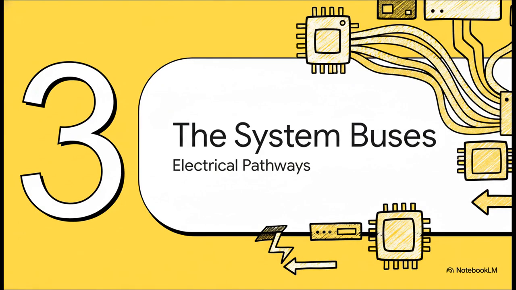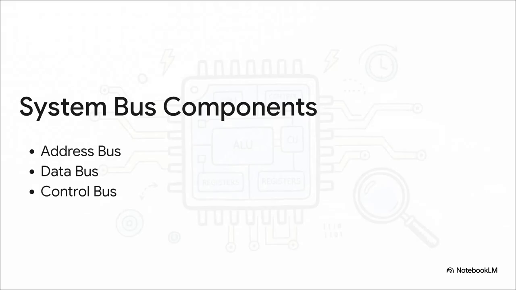Section 3. Let's talk about how these parts communicate using the system buses. We have the workstations, but we need the roads. Think of the system bus as 3 main electrical highways right there on the motherboard. You've got the address bus, the data bus, and the control bus. Together, they physically shuttle data, memory addresses, and control signals between the CPU, external memory, and your input-output interfaces.